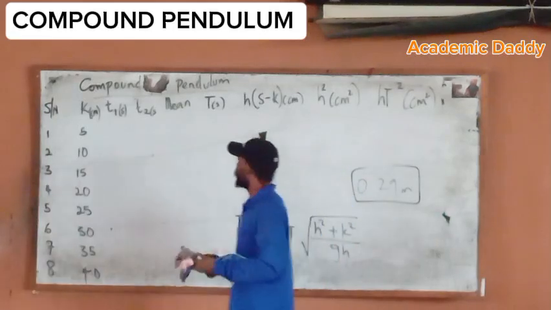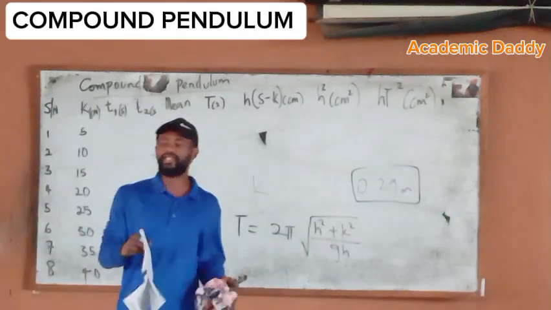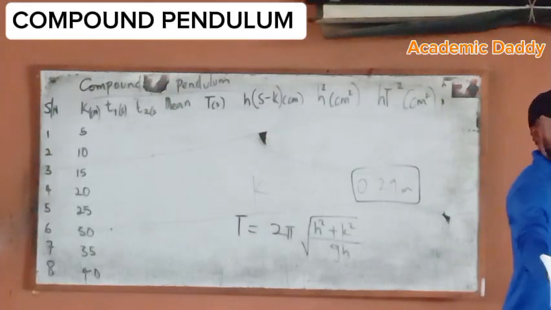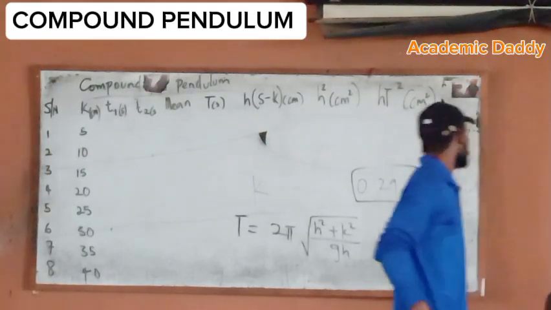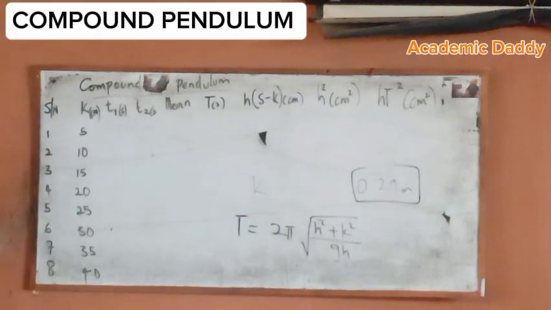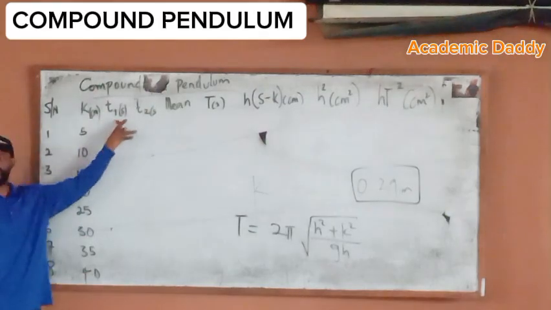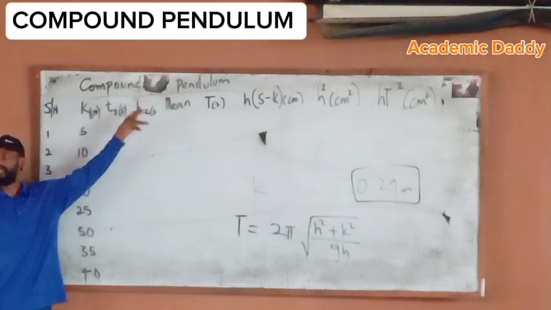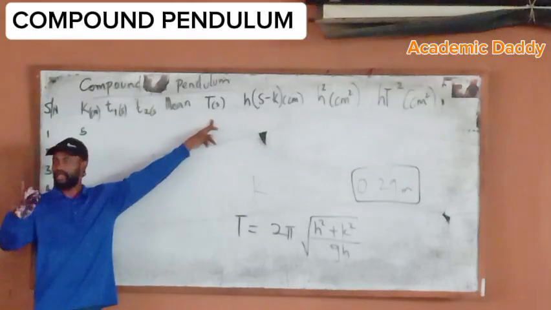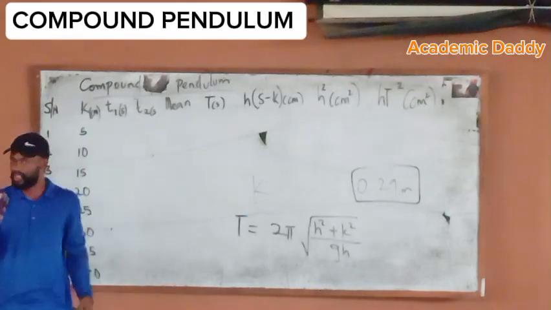Okay, let's just pick one after the other. Well, let's start with the first. Alright, so we're trying to analyze this. Now, see, I know that this is time for 20 oscillations. Are you aware? Time for 20 oscillations. But this one is time for 1 oscillation. Are you aware? That's what period is.